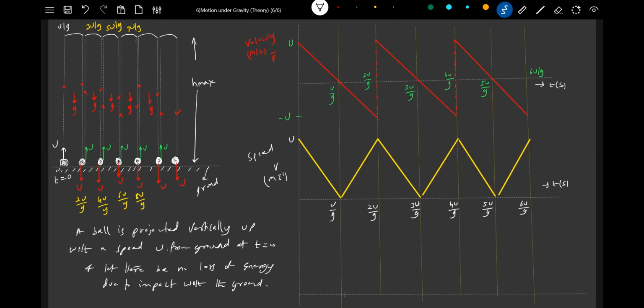Practically there will be a loss of energy, and it cannot rebound to the same height. Just after impact, this u will be less than the velocity with which it strikes the ground. But we're assuming no loss of energy, so that H max will remain the same, and it will just bounce up and down. So the speed versus time graph will be of this nature.